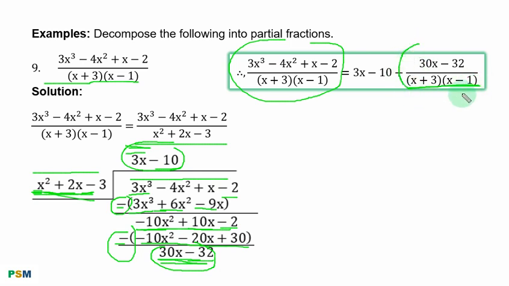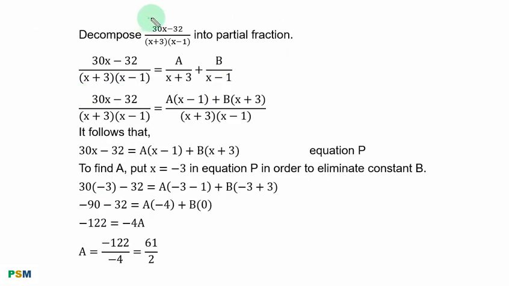So we resolve or decompose this part into partial fractions. Decompose 30s minus 32 over s plus 3 in bracket s minus 1 in bracket into partial fractions. Here we have linear factors that are non-repeated. You have two of them. You assign two numerators to each of them in this form.